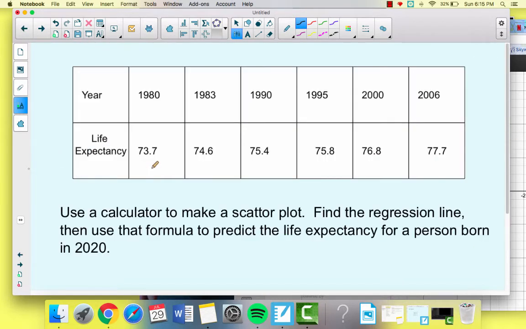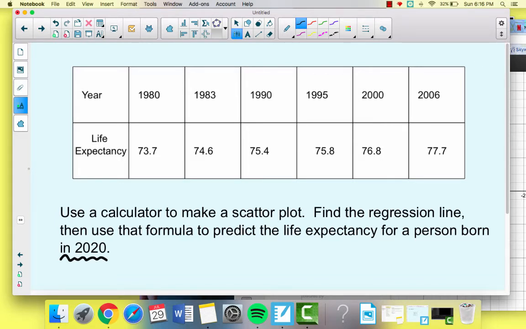I'm going to take the information from the previous video. This was a data table about the year and the average life expectancy for people in that year. Go ahead and write your data down. I'm going to show you how we can take that data and enter it into a calculator or a computer program, make a scatter plot, and use that program to find a regression line. Once we have that regression line, we can use it to predict life expectancy for other years. For this example, we want to figure out the life expectancy for people in 2020, which obviously is not that far away.